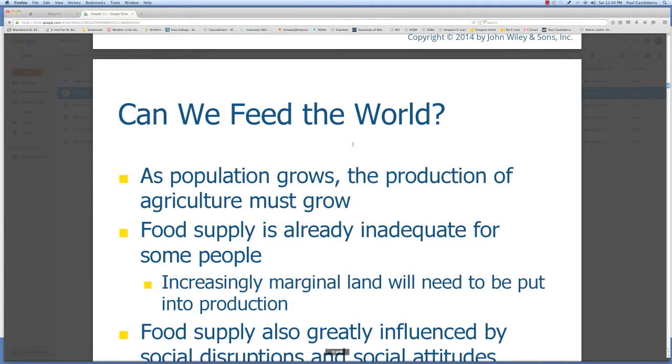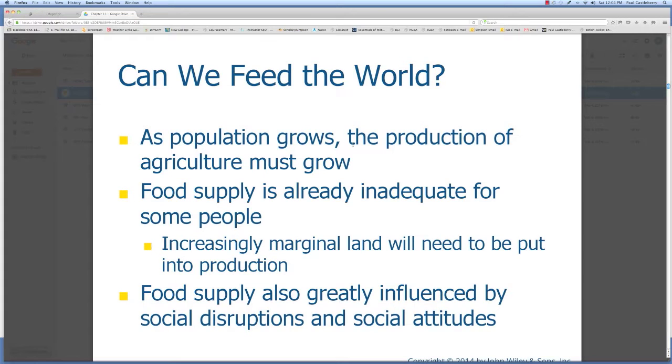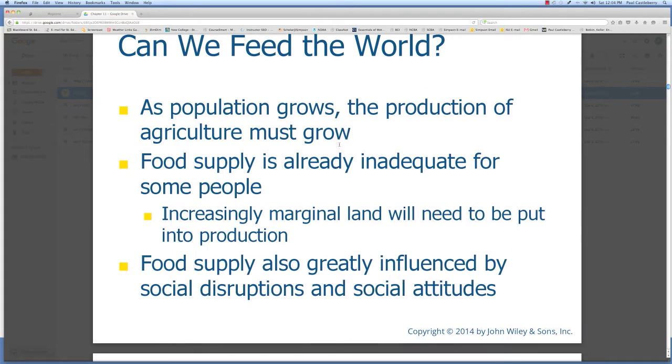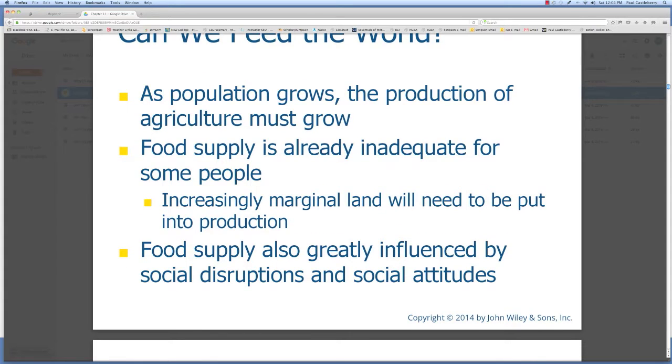Now, your textbook says somewhere along the lines, if I'm recalling this correctly, that there are just a handful of food species or plant species that actually produce food for people. So it's not a lot. I think it's less than 20. I'd have to go back and take a look at it.